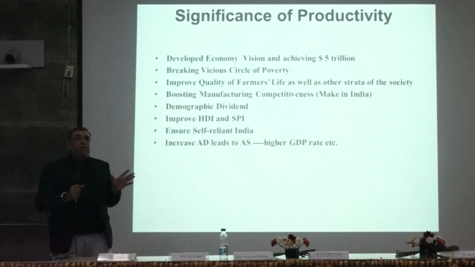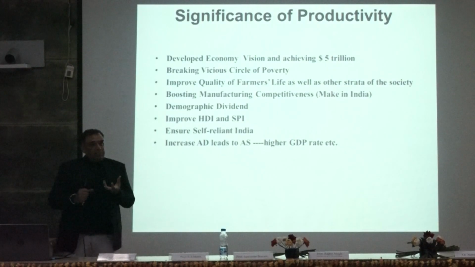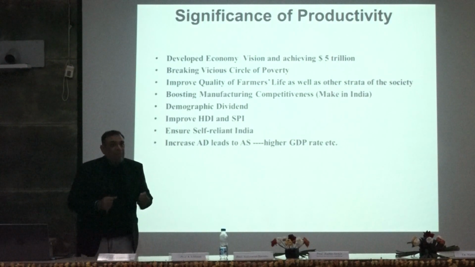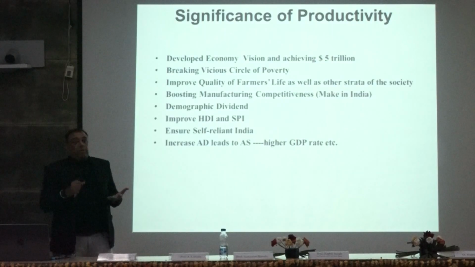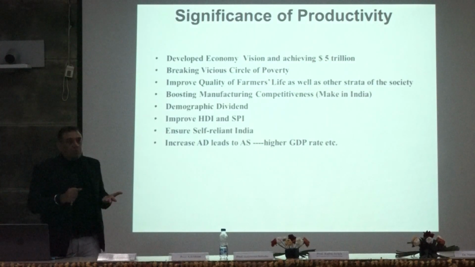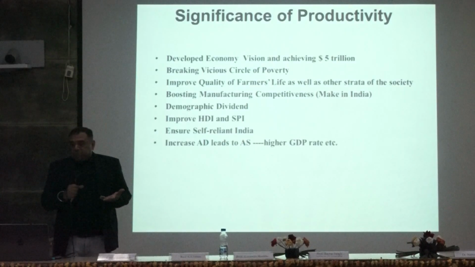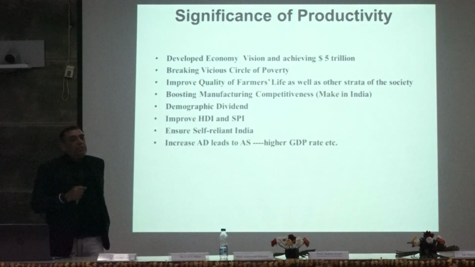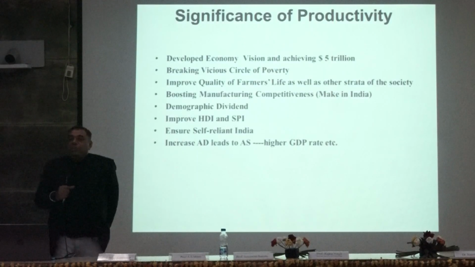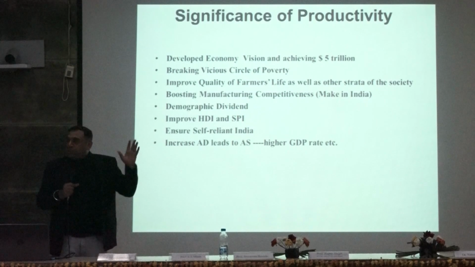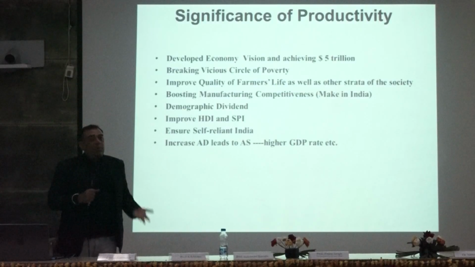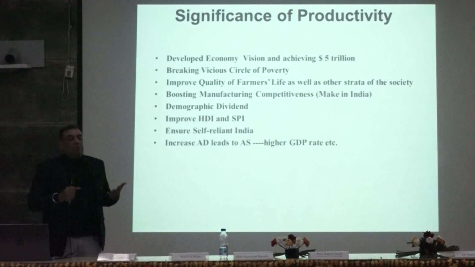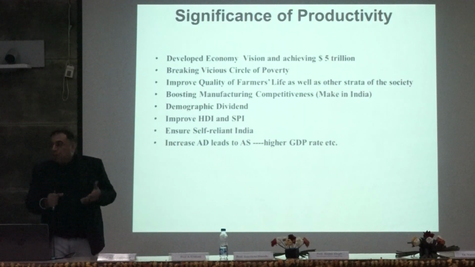Now that means the total factor productivity of any country is not only labor and capital, but more needs to be taken into consideration. Now the significance of this productivity: why do we need to increase the total factor productivity in India? The first thing is the developed economy vision. Since 1947 India has been looking ahead. In 1971 we started asking how we should eliminate poverty, but still the poverty is there. Now we want to have a developed path, but still we are in the developing stage.